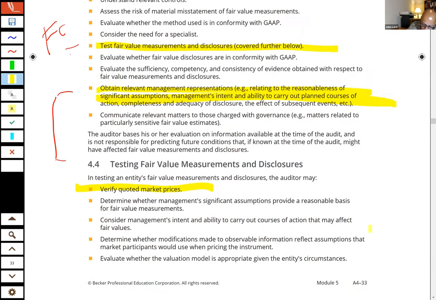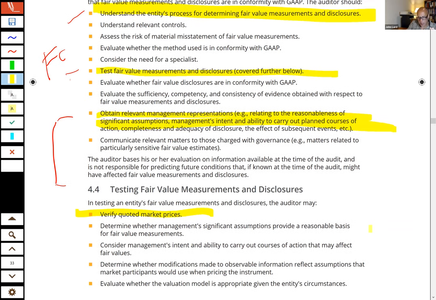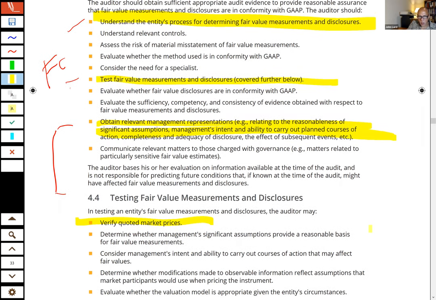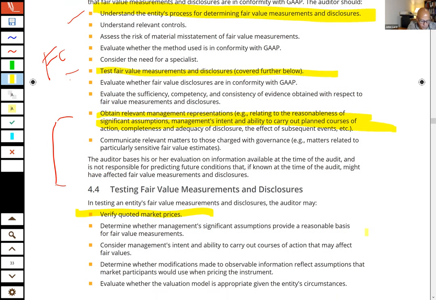But basically, when we're talking about estimates, it seems like it's always the same thing. And fair value is just another estimate. Anytime you're auditing an estimate, what do you do? You understand management's process for coming up with those estimates, and you recalculate. I mean, that's the primary thing that you do. What do they do? You look at that, see if that's reasonable, and then you recalculate.